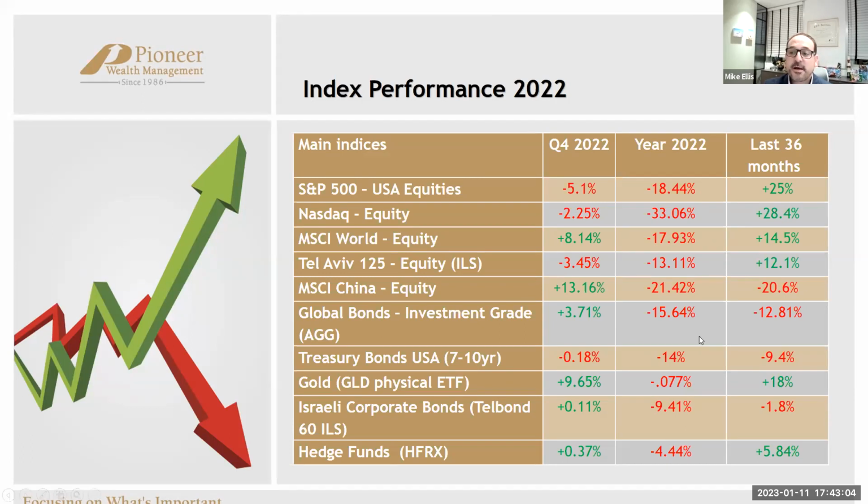Okay, and we shouldn't have the same challenges that we had of earning very little and risking quite a lot. Similar on treasury bonds and Israeli corporate bonds, also similar story. Over 3 years, if you held the Telbond 60 index, you're at minus 1.8% before any fees of the instrument that gave you access to that index.